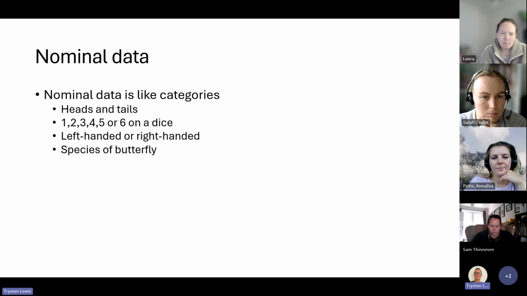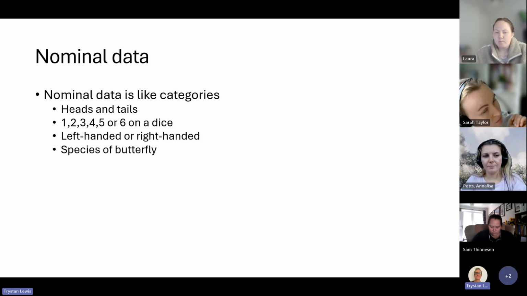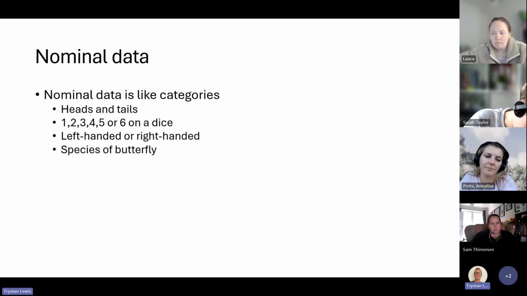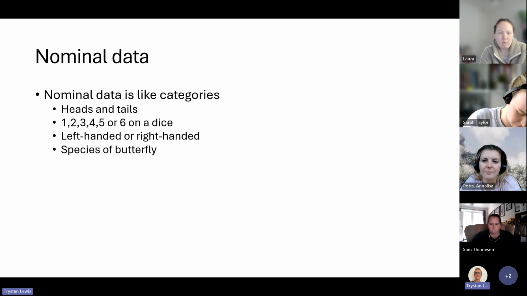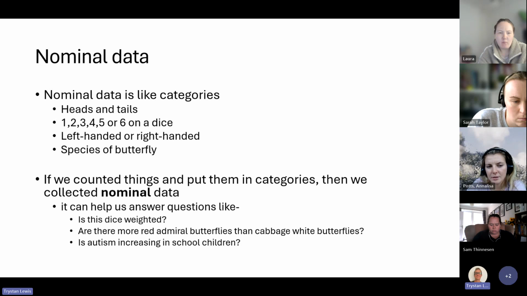But if it was a dice, I could write on it A, B, C, D, E, F, and G. And they'd be my categories. You see, I could write anything I want on the sides of a die. If I'm counting people, it could be left-handed or right-handed. They're categories. I can count people. Have you got asthma? Have you not got asthma? I can count and I can put it in. Biologists use it for counting butterflies. Is it a red admiral or is it a cabbage white or whatever? So you can count things and say, I've got that. That's nominal data. If you count it, put it in categories and give it a name, it's nominal data.